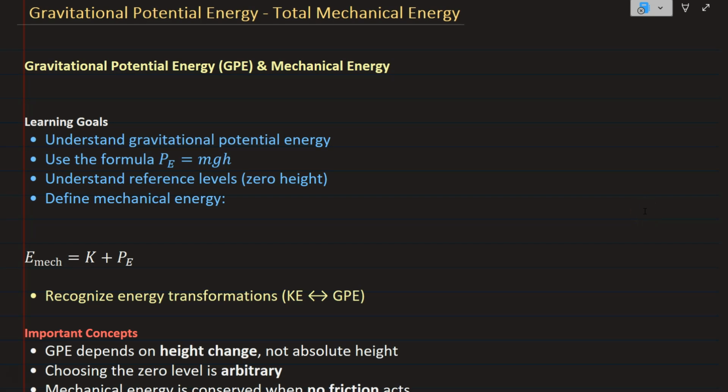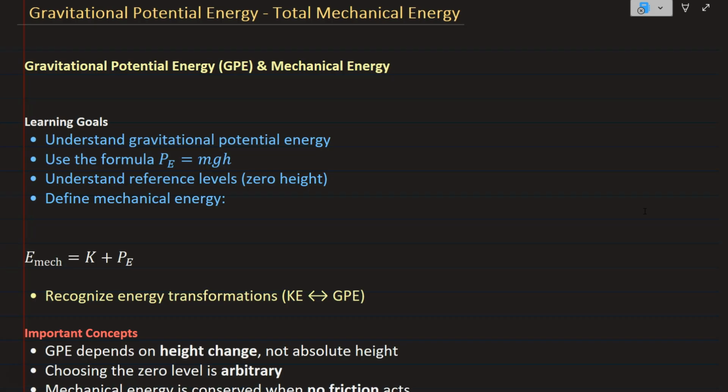All right, gravitational potential energy, that's the lesson for today, and total mechanical energy. Let's talk about that. I kind of touched on this in the last lesson, but I'm going to go deep into understanding what this means in terms of the concept of work and energy and all of that. Okay, gravitational potential energy and mechanical energy.